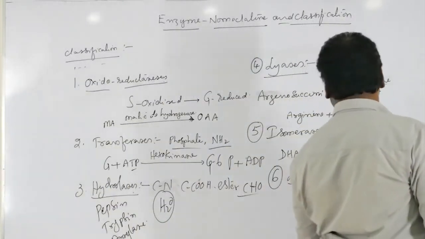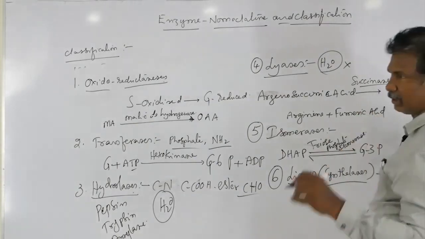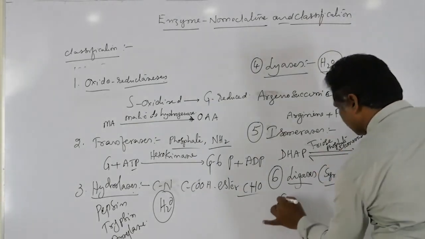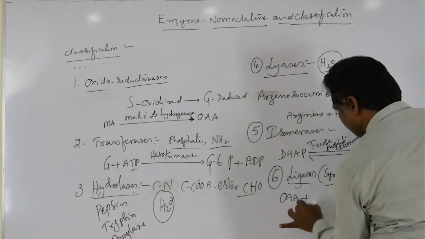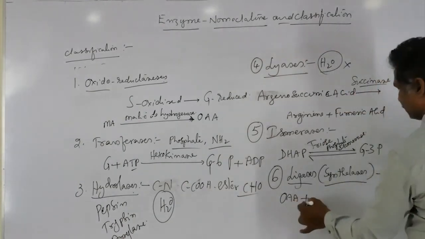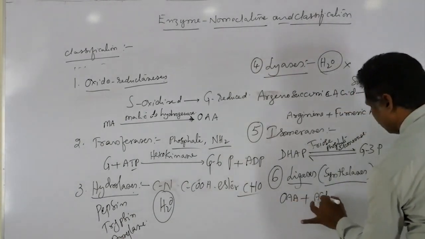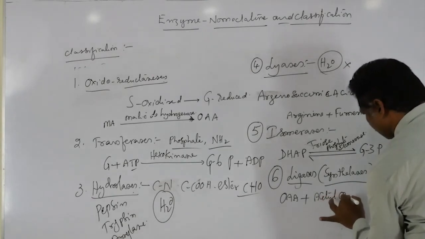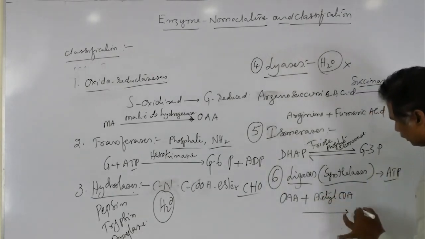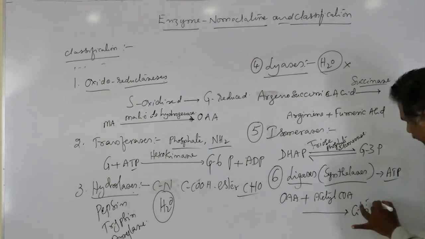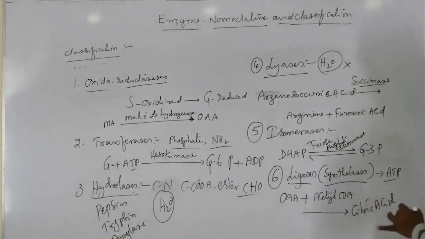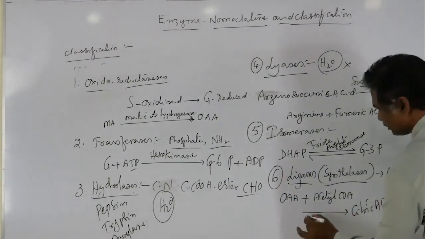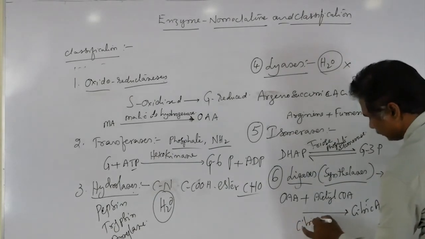For example, in the first step of the Krebs cycle, oxaloacetic acid is combined with acetyl coenzyme A to form citric acid, in the presence of the enzyme citrate synthetase.